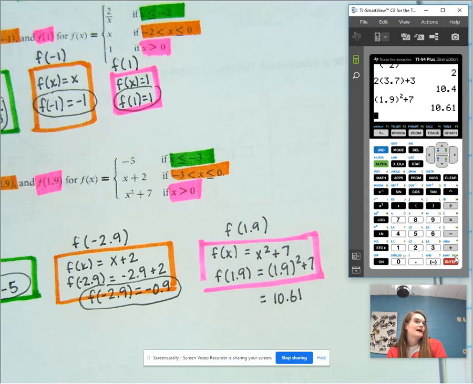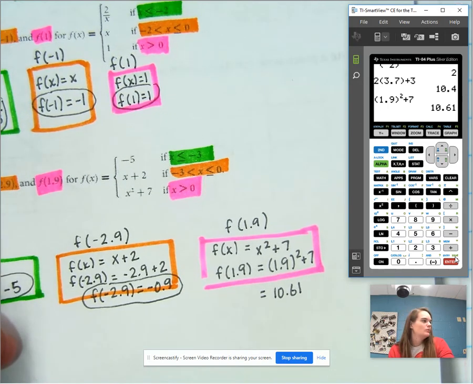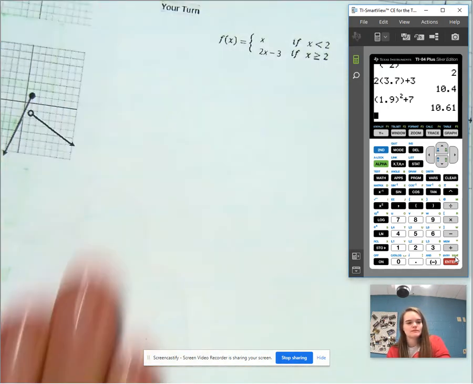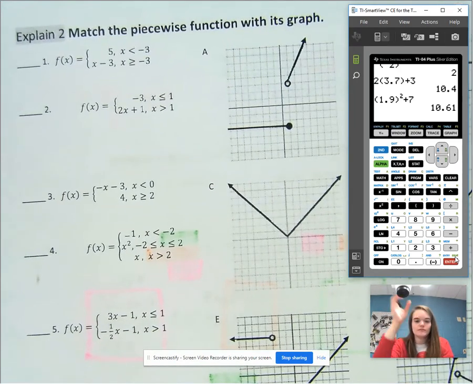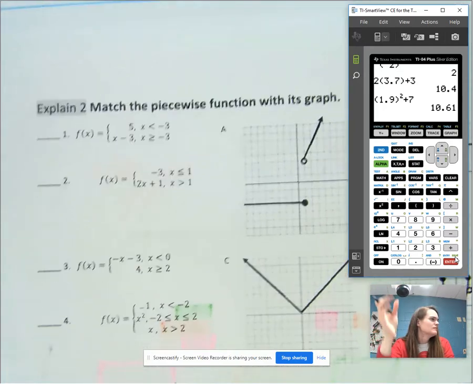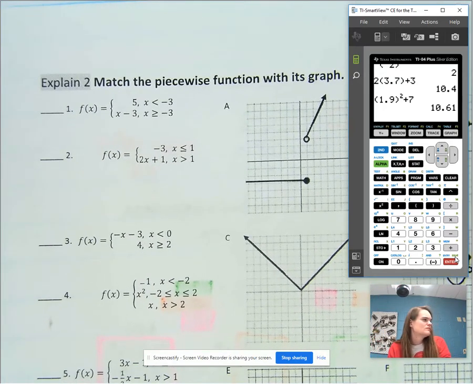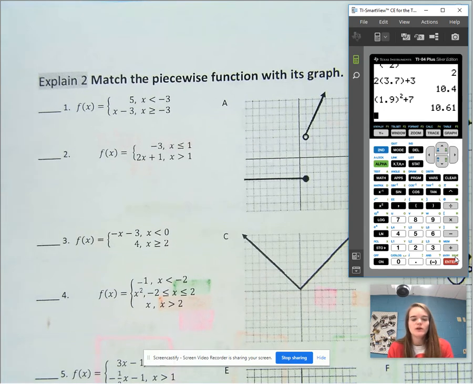Now we're going to talk about graphing. Not exactly graphing. We're going to match some equations to graphs so that we can learn how to graph. So go ahead and open this up. We are going to look at our functions and match them. Then later we're going to write our own.